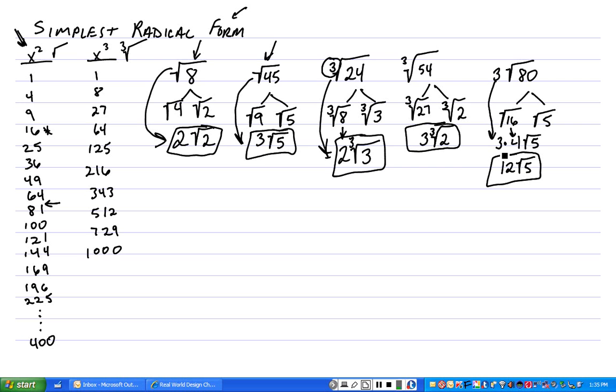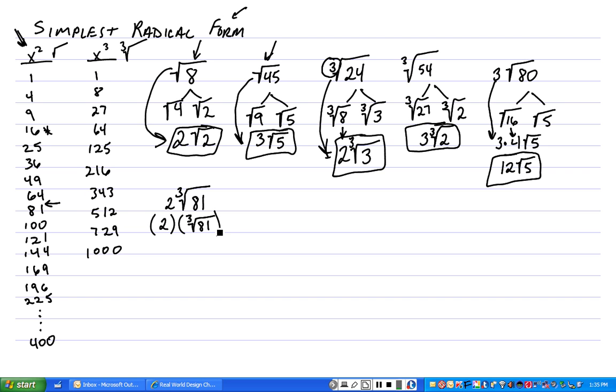Here's one. Let's go with 2 cube root of 81. Now this is not a cube on the 2. This is showing me a cube root for this radical. So really this is like saying 2 times the cube root of 81. That's what we're really doing.